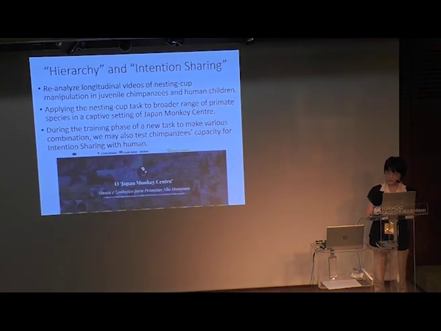I'm planning to reanalyze longitudinal videos of nesting cup manipulation in juvenile chimpanzees and human children to see the development of hierarchical structure, and also try to find a link between efficient nesting cup strategy and linguistic ability in human children. Moreover, I would like to expand the comparative scope in the nesting cup task by testing other primate species living in Japan Monkey Center in order to have a broader view to investigate human evolution in general.